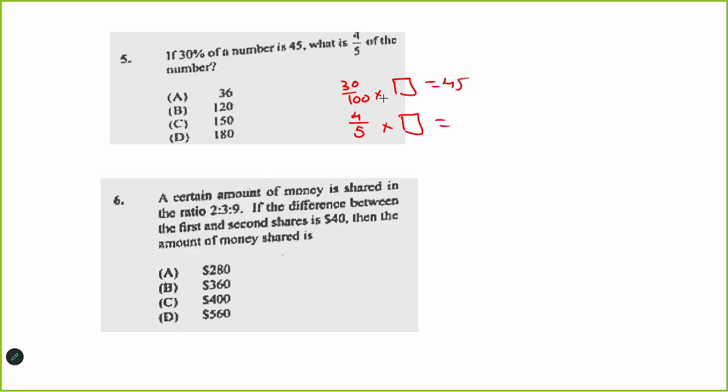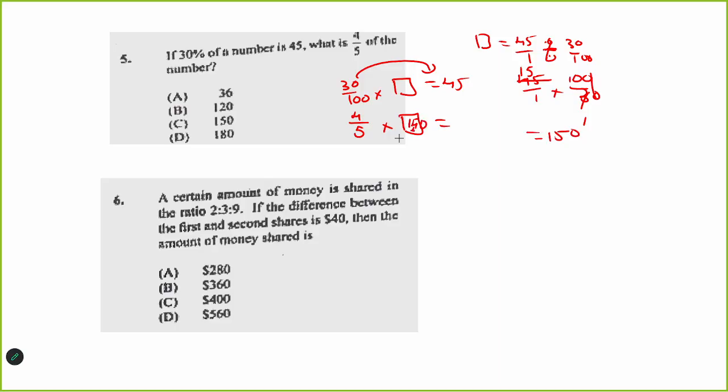So first off, what we are going to do is make the box the subject. Carry this across. So my box is going to be 45 over 1 divided by 30 over 100, which is 45 over 1 multiplied by 100 over 30. Crosses off, 3 can go to 3, 1, 3 can go to 45. 15 times 10, that's 150. Then 4/5 of 150, 5 goes into 150 30 times. 4 by 30 is 120, so the answer is B. And that's how you would do this question here.